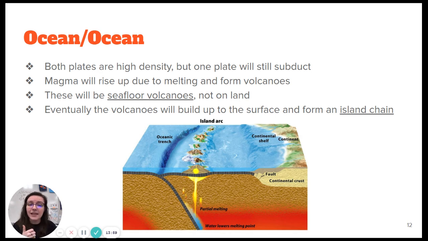The Japanese islands, the Philippine islands, the Indonesian islands, all of those form at an ocean-ocean convergent boundary. Also the Aleutian Islands, which is the chain of islands coming off of Alaska. All of those form at an ocean-ocean convergent boundary. So those are the three boundary types.